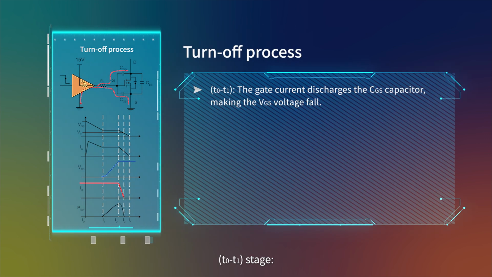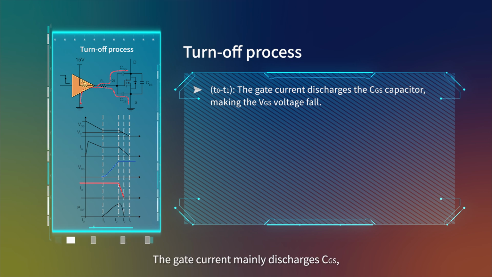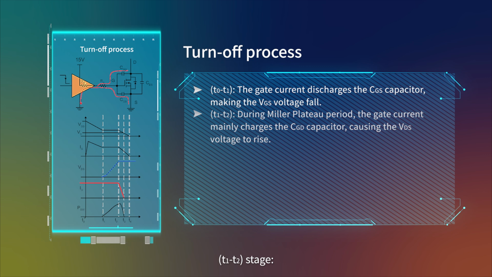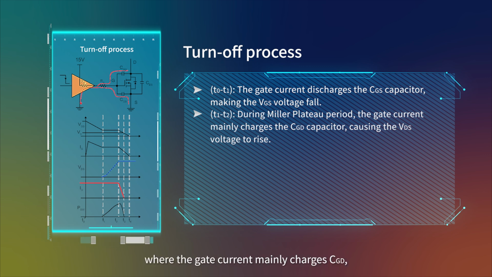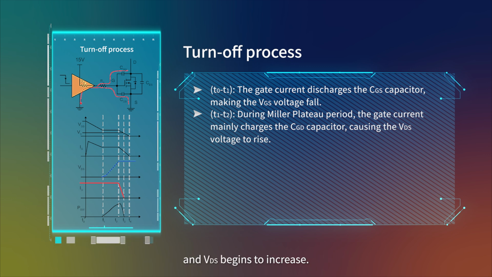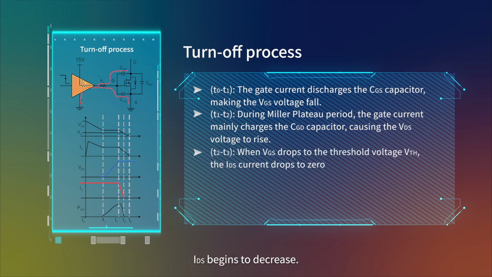T0 to T1 stage. The gate current mainly discharges CGS and VGS gradually decreases. T1 to T2 stage. This is the Miller plateau period, where the gate current mainly charges CGD and VDS begins to increase. When the voltage reaches VDC, the Miller plateau ends. T2 to T3 stage. IDS begins to decrease. When VGS decreases to VTH, IDS drops to zero, and the power device is completely turned off.